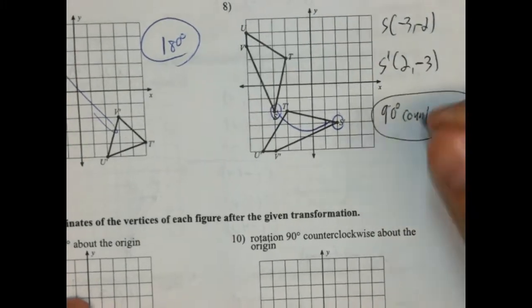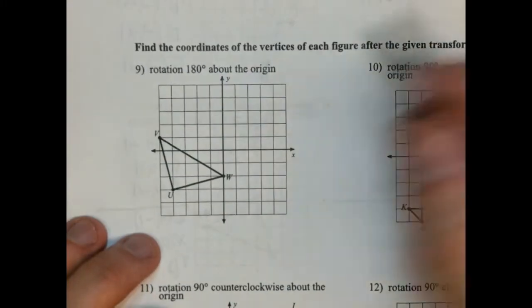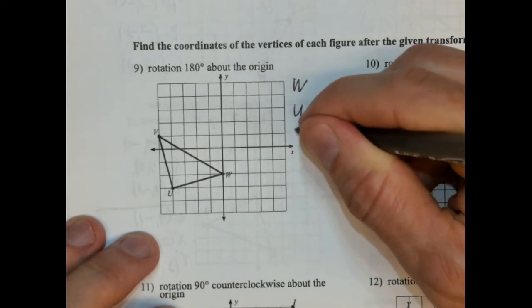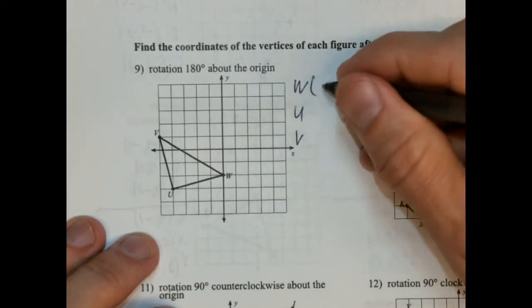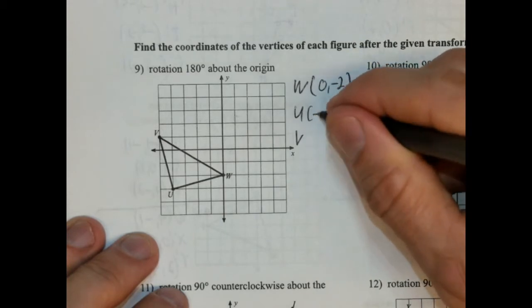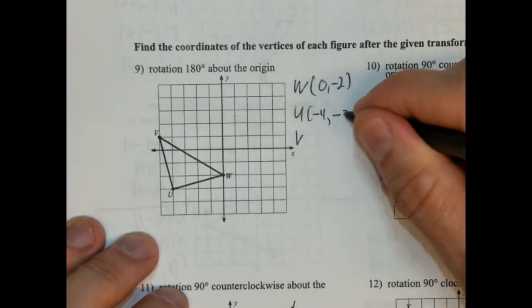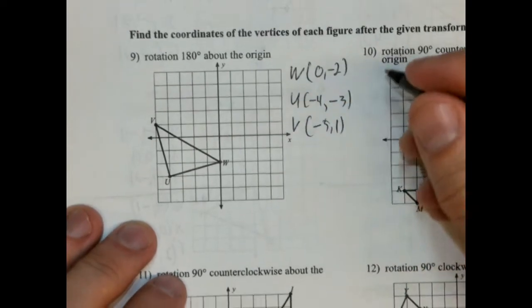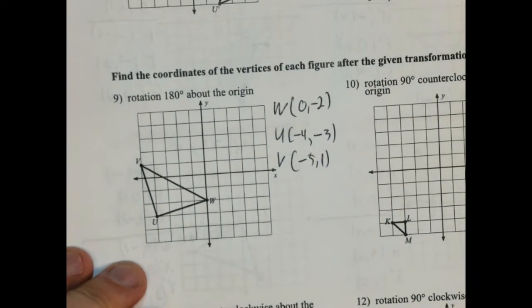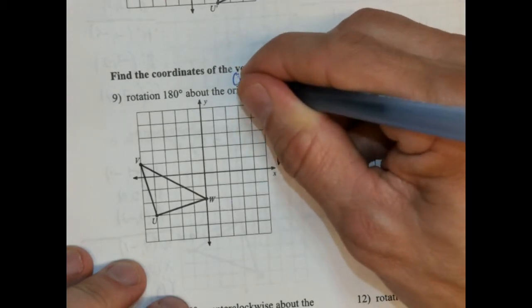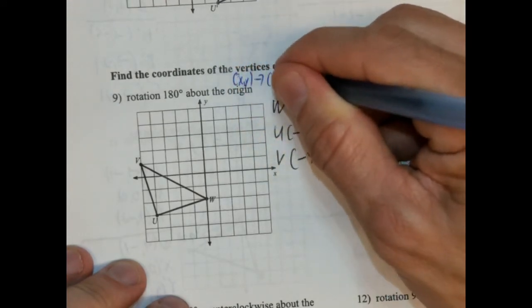Okay. This one's asking for our coordinates, but we were doing it before anyway because it's just good practice. So let's go ahead. W, U, V. We're going to write the coordinates. So W is 0, -2. U is -4, -3, and V is -5, +1. So 180 degrees is the one where we take x, y, and it becomes opposite x, opposite y.